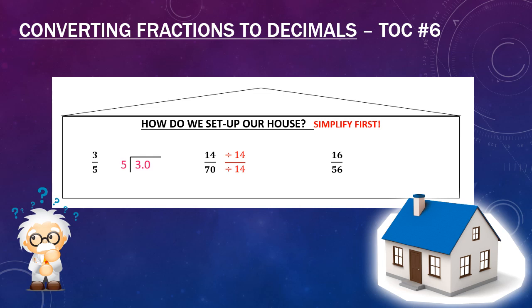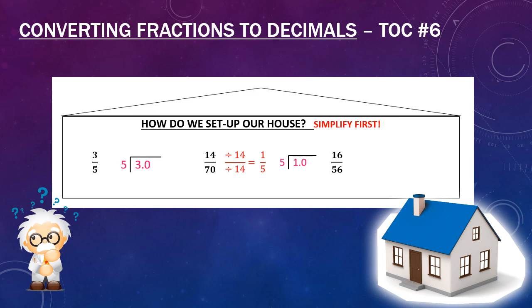For the second example, it's hard to see this, you could go ahead and divide them both by 7, but the greatest common factor is actually 14. So I can go ahead and divide them by 14, and then I end up with a fraction of 1/5. And in this case, who would go in the house? The 1 goes in the house, followed by a decimal point and a 0, and the 5 is going to be on the outside of the house. And the last example, if you look at that and you think, what could I divide by?